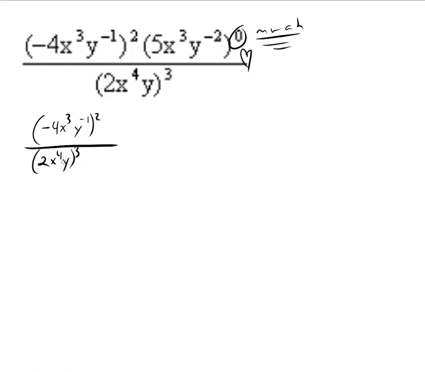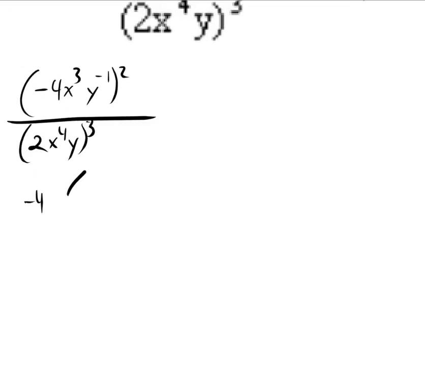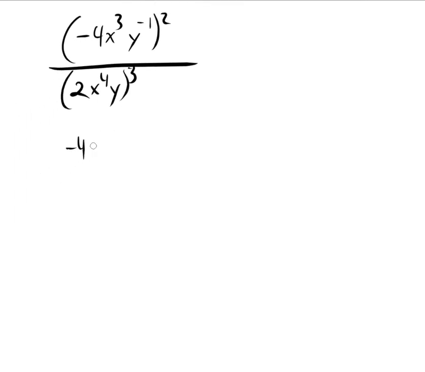So negative 4x cubed y to the negative 1 squared. And what we have here, we're going to apply the power to a power rule. So we get negative 4, right? Let me zoom in a little bit to make this easier. So negative 4 raised to the second power times x cubed raised to the second power, y to the -1 raised to the second power. That is so ugly, Mr. Sims. You get the idea, though. So y to the -1 raised to the second power all over.